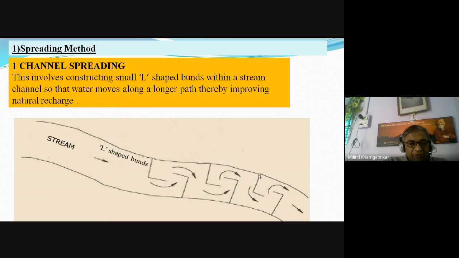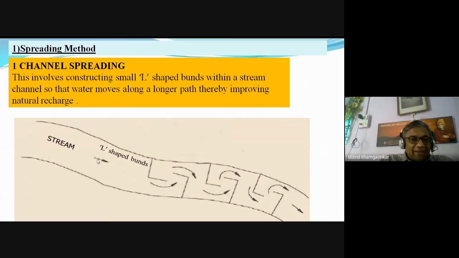Along the length of the river or the stream, the L-shaped bunds are constructed as shown here in the sketch. Bunds are nothing but the obstructions or the walls. Maybe these obstructions may be of concrete or masonry, or maybe made up of soil.